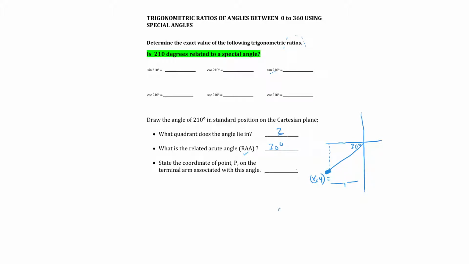So going back to the 5 special numbers, 0, 1/2, root 2 over 2, root 3 over 2, and 1. We know it's not going to be the middle one because the middle one is 45. 45 is the middle number between 30 and 60. So we know it's going to be either 1/2 or root 3 over 2. So let's look at the diagram. The way that I'm drawing this may not be to scale.